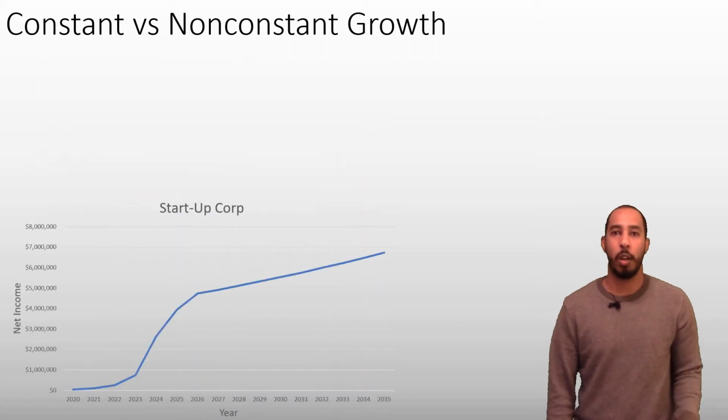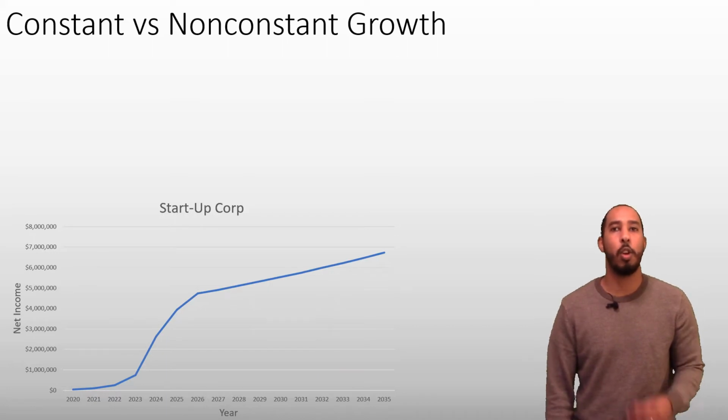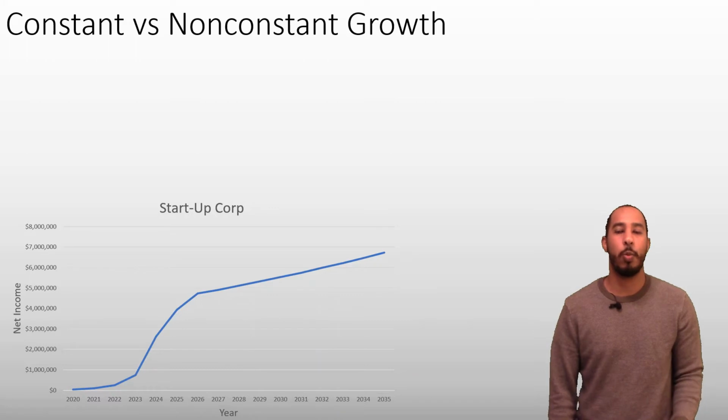Startup Corp is also a growing company. Its growth, however, is not constant. Look at the steepness of the slope in the early periods. That's indicative of rapid growth in those years. Then by 2026, growth steadies and Startup Corp appears to grow at a constant rate. So from now into the future, its growth is not constant. As a result, we would use the non-constant growth model to value it.